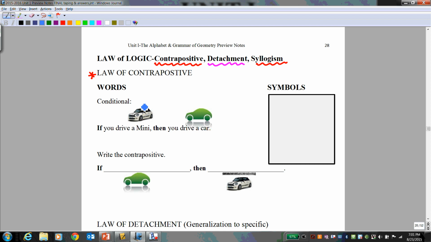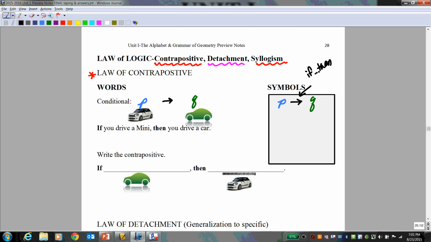And we're going to use the symbols. If P, then Q. A little arrow there. That's called a conditional. Why P and Q? No clue. Just years and years ago, those 2 letters were chosen to be the generic space filler in logic laws, and we're just going to be consistent to what is commonly accepted. If P, then Q. That little arrow means an if-then statement. If you drive a Mini, then you drive a car.